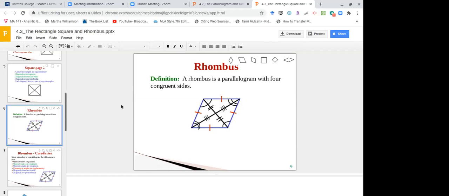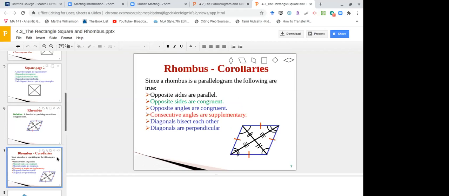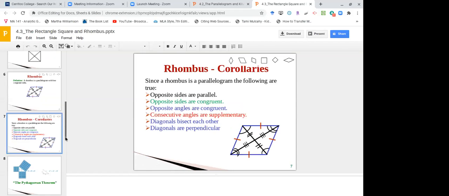But the difference between a square and a rhombus is, again, the right angles. A square is a rhombus with 4 right angles. So we have some corollaries of the rhombus also, which are very similar to those of the square.